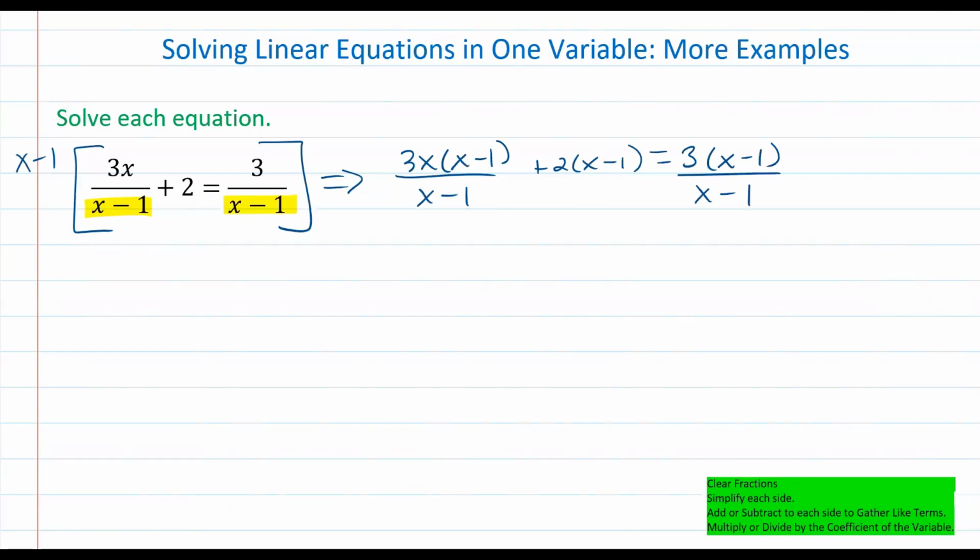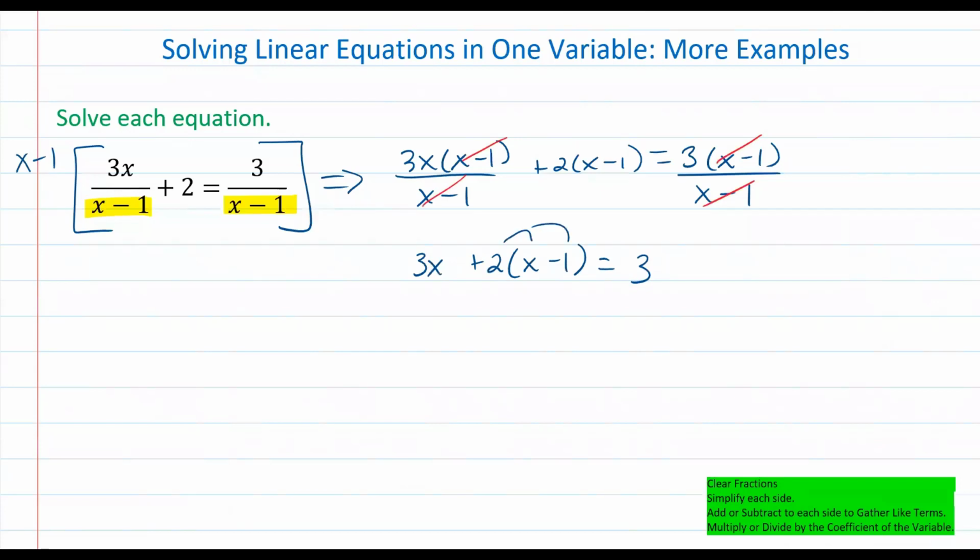So now we should reduce the fractions, and what we see in both of our fractions on the left and right side of the equal sign is that we have a common factor of x minus 1, and we can reduce by that x minus 1 because x minus 1 divided by x minus 1 is 1. So we have 3x plus 2 times (x minus 1) is equal to 3, and that's a much easier equation for us to solve. So let's go through the process here.